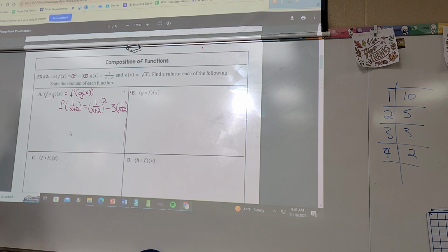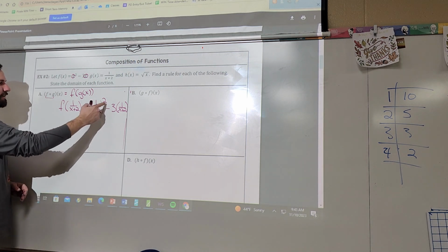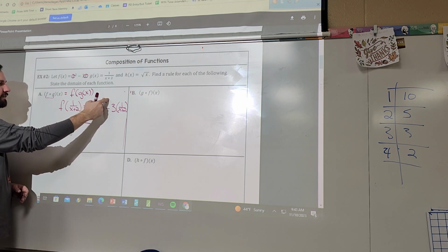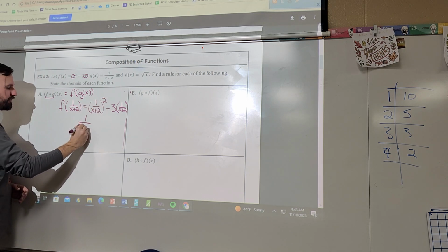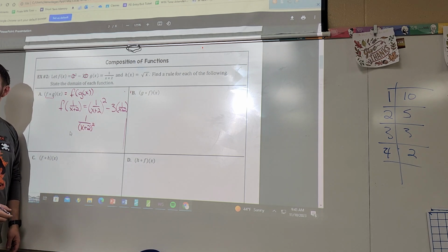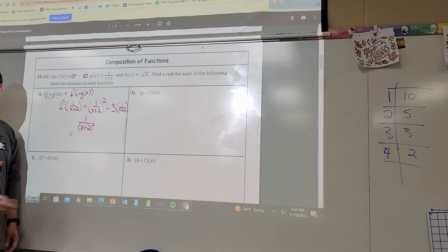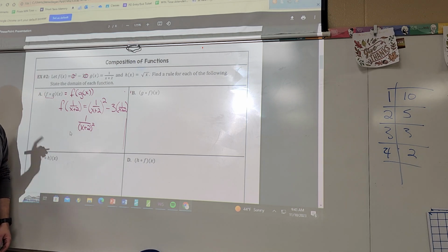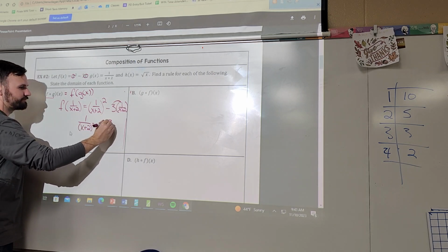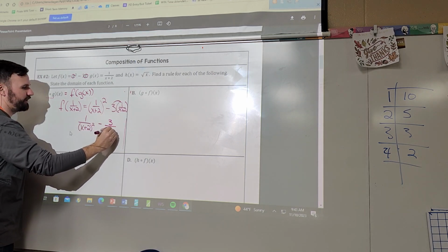Things are going to get a little bit dicier here. All right, what's this become if I want to simplify it? What's 1 squared? What's x plus 2 squared? Let's just make it x plus 2 squared. Trust me, there's a reason. What's this become? 3 over x plus 2, right?